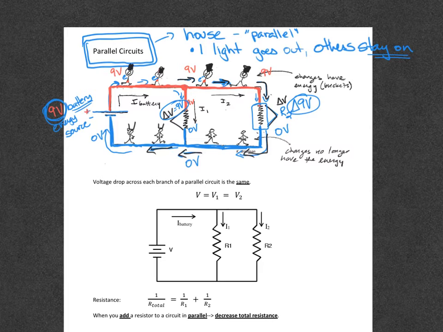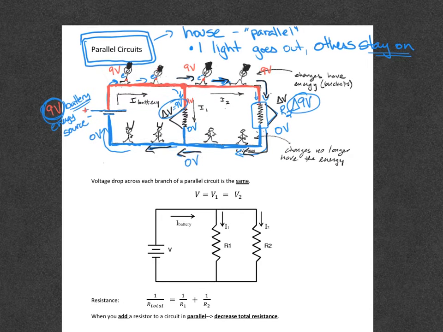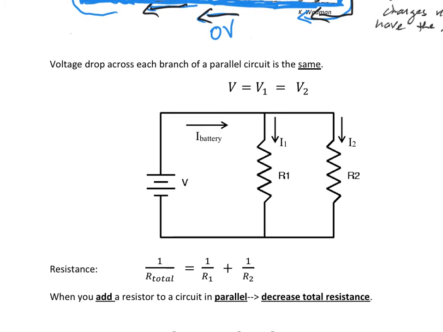Okay, so remember we talked about why if one goes out, the other one stays on. And now you understand a little bit about why they maintain the same brightness, because they're both losing 9 volts of energy. Another way of saying that is that the total voltage of the battery is equal to the voltage at the first resistor, and it's also equal to the voltage drop at the second resistor. Now, you can't solve this equation, but what it says is that all paths get the full voltage of the battery. That's an important principle, okay?